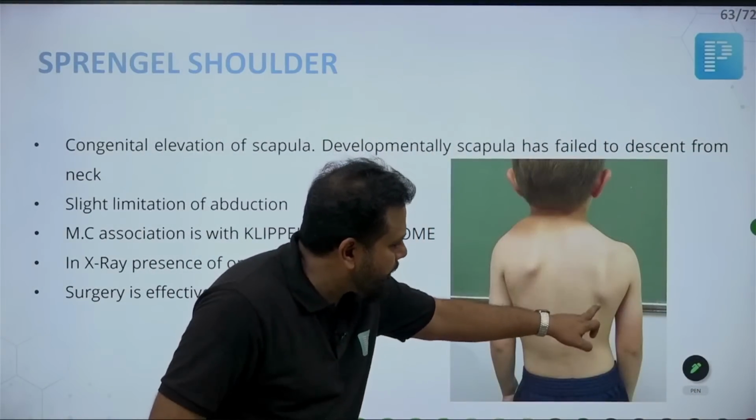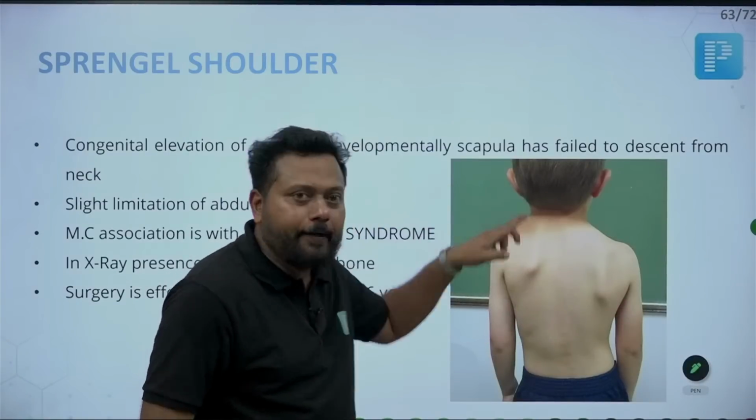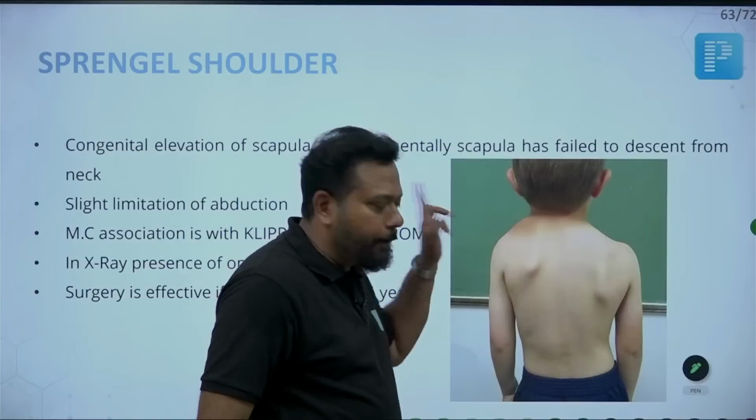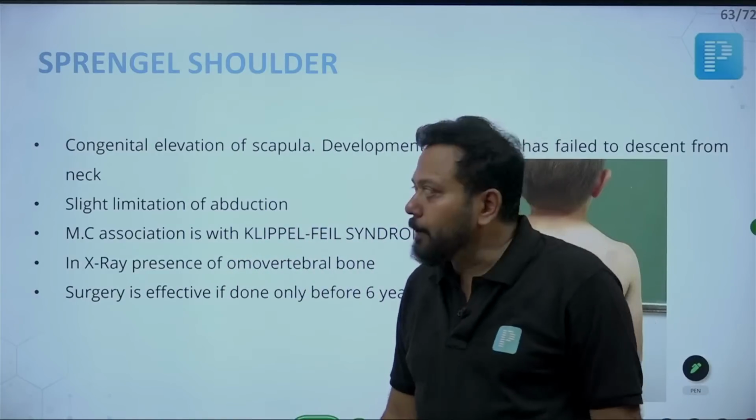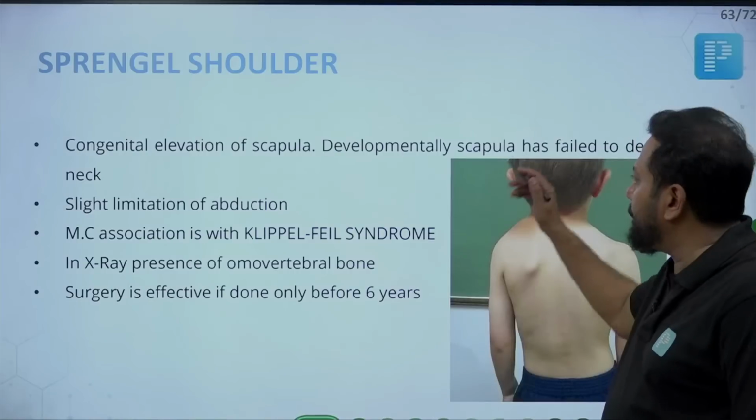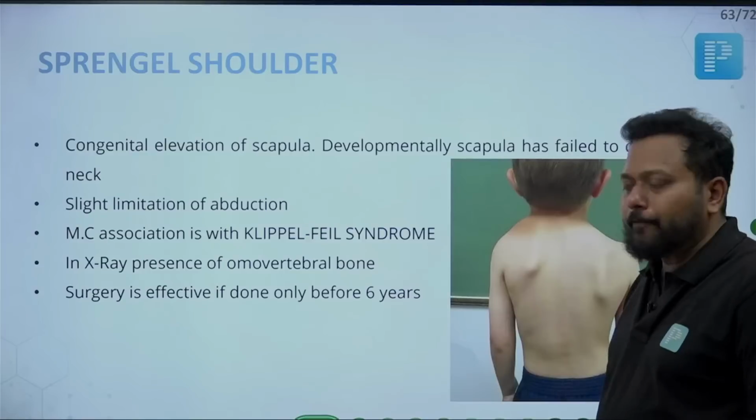So see here the scapula is in normal size and in normal position. Here the scapula is small and elevated. See: low hairline, short neck, Sprengel shoulder, Klippel-Feil syndrome. So in Sprengel shoulder, what happens? Congenital elevation of the scapula; developmentally the scapula failed to descend from the neck. The most common association is Klippel-Feil syndrome.